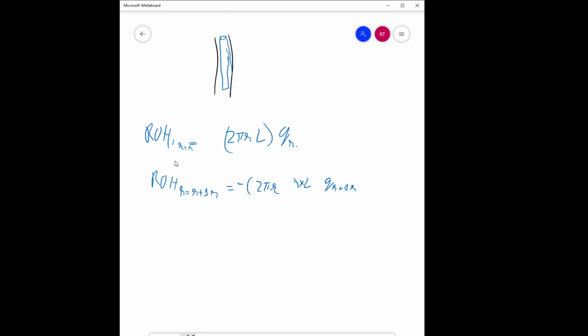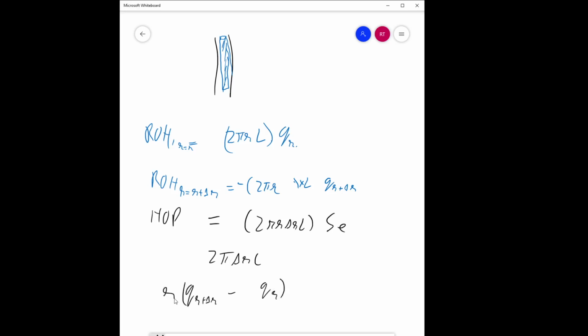And finally, what is the total heat of production in the small section? The heat of production can be written as the total volume, 2 pi R delta R L, into S E. Now you just have to balance this. Take this on the left hand side, take this on the right hand side, and divide the whole equation by 2 pi delta R L. Here you get (Q R plus delta R minus Q R) whole into R divided by delta R is equal to, and on this side you just have S C R.